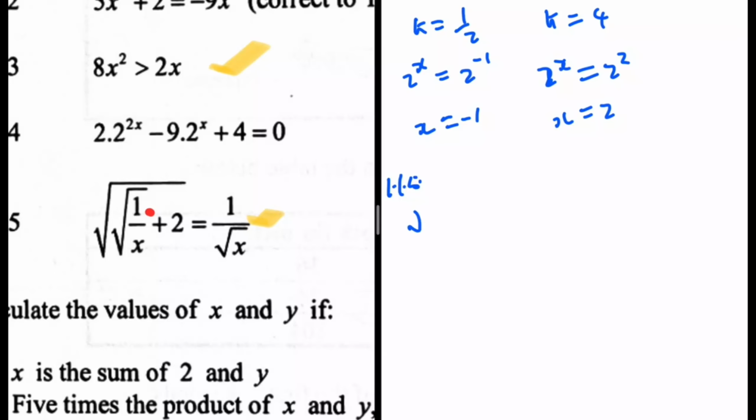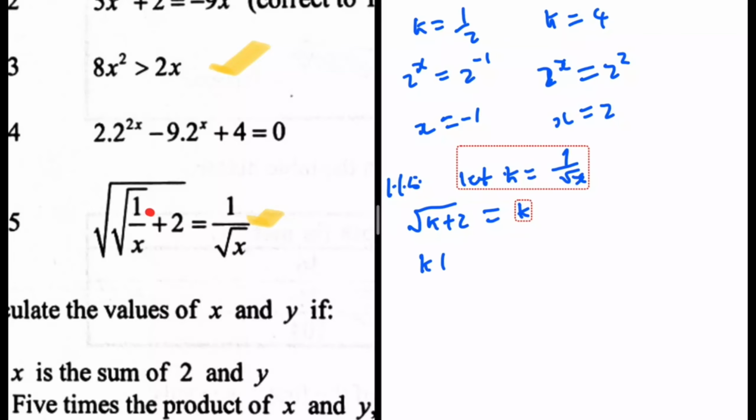But anyway, we have square root of k plus 2 is equal to k. That's when I let k be equal to 1 over square root of x. So I'm going to square both sides, obviously. Seems like the obvious thing to do. So let me do that. When I square both sides, I get k plus 2 is equal to k squared.